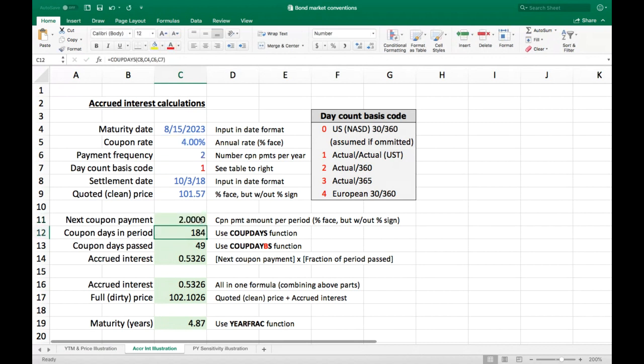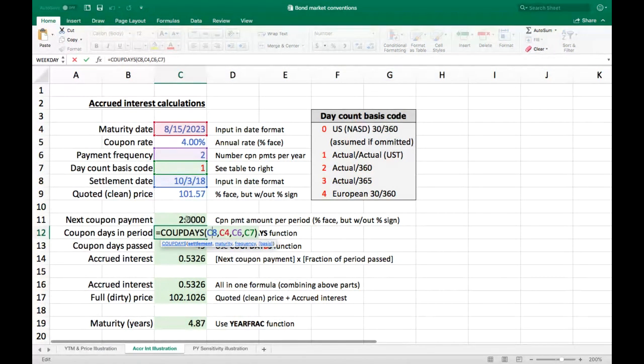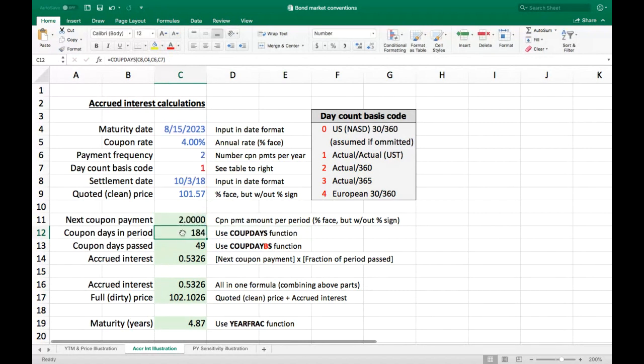Then we need to know how long the period is, and we can use the Excel function called COUPDAYS, and it takes as inputs the settlement date, the maturity date, the frequency, and the basis. So using those inputs, it calculates 184 days in the coupon period that contains this settlement date. So that would be a period that goes from August 15th, 2018 to February 15th, 2019.